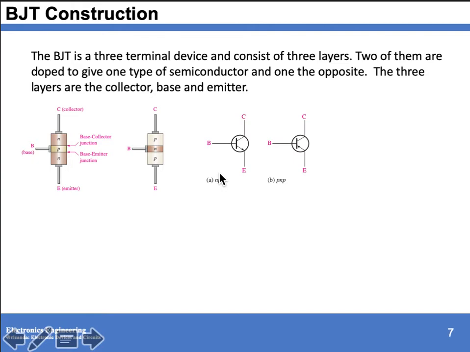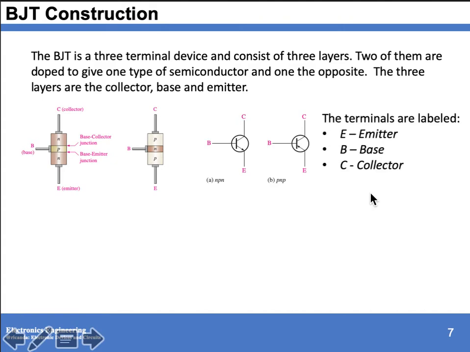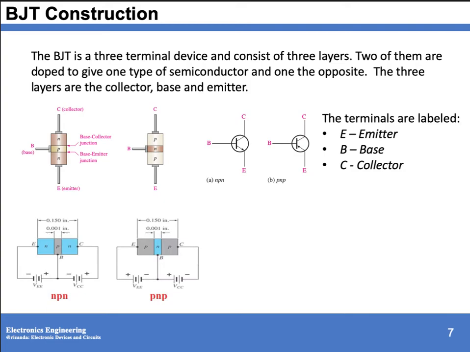And this is the symbol of your NPN and PNP. The emitter side has an arrow. So this is how to determine if it is an emitter. It has an arrow. If it is pointed outside from the transistor, it is an NPN. If it is pointed going to the transistor, it is PNP. So the terminals are the emitter, base, and collector. And this is the dimension of your three-terminal device.